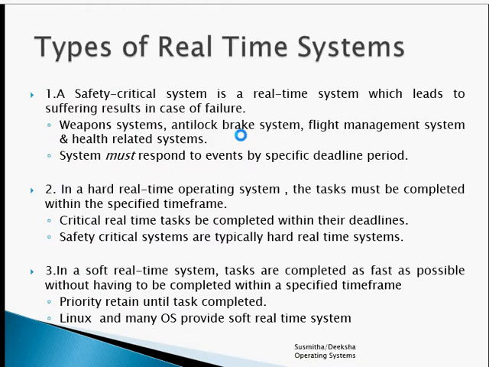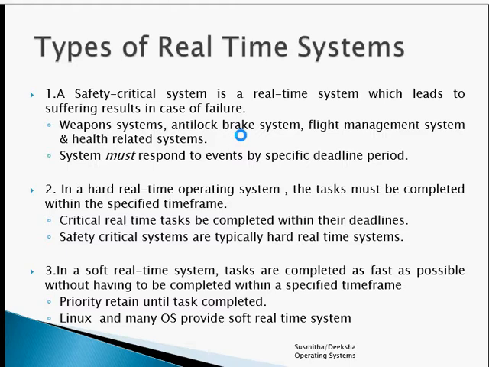Types of real-time systems. The three major types of real-time operating system are safety critical system, hard real-time system, and soft real-time system. A safety critical system is a system whose failure leads to suffering results. Examples are weapons systems, anti-lock brake systems, flight management systems, and health-related systems.